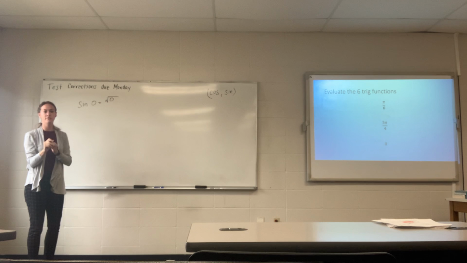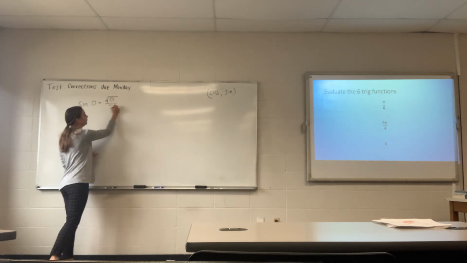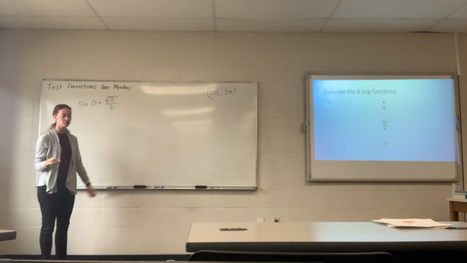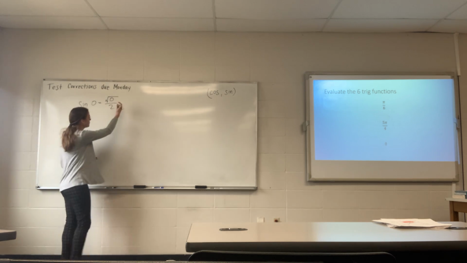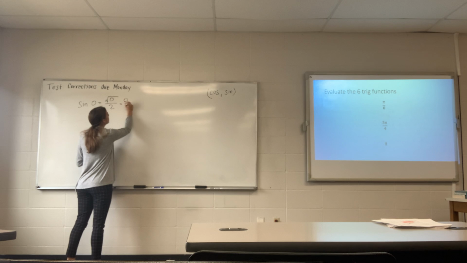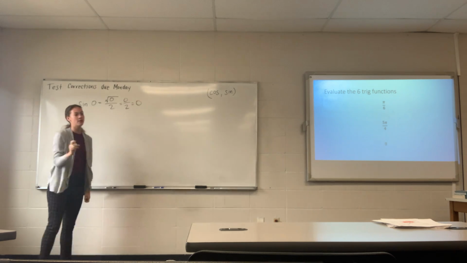So the square root of 0 over 2. Yeah, so that's just going to be 0. The square root of 0 is 0, and then 0 divided by 2 is 0. So our sine at 0 is 0.